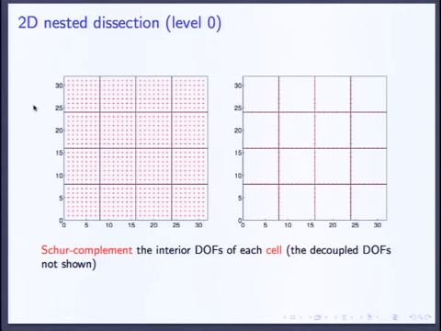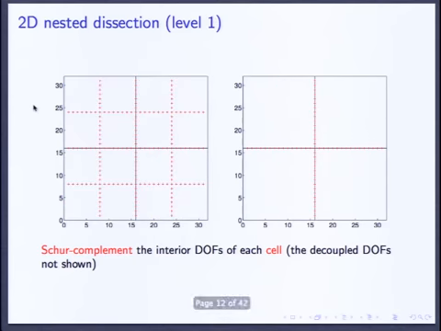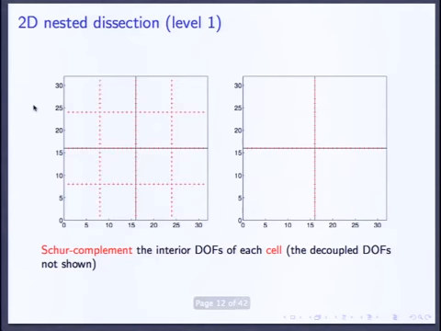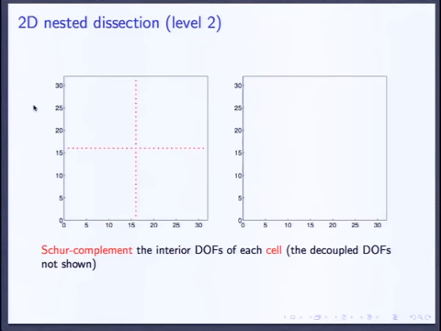Now, the next step of the dissection is very simple. Instead of working with the 4x4, 16 cells, I'm going to merge four nearby cells together, and I get these bigger squares. Now, you see that these degrees of freedom used to be on the boundary, and now become the interior of my cell, so I can use the Schur complement to eliminate them again. I get this result, and I keep going, and there's only one more level here, so I will have all the degrees of freedom inside the whole domain, and then I can do an inversion or Cholesky factorization to handle these degrees of freedom.